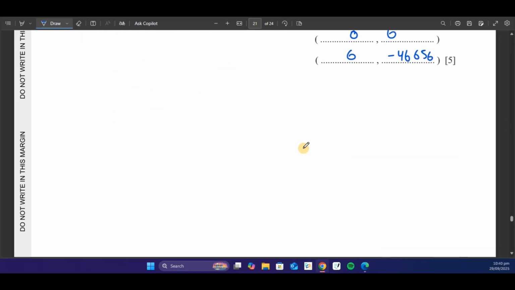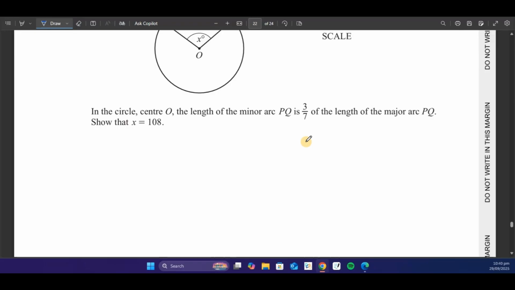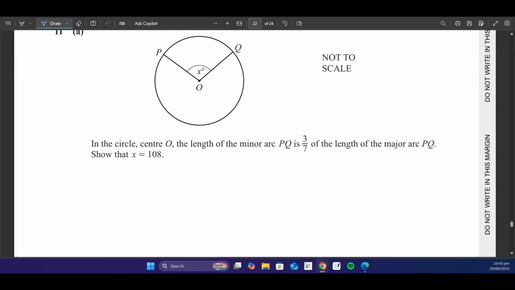Alright, perfect. Question number 11, and that is our last question. In the circle center O, the length of the minor arc PQ is 3 over 7 of the length of the major arc PQ. Show that x equals 108.